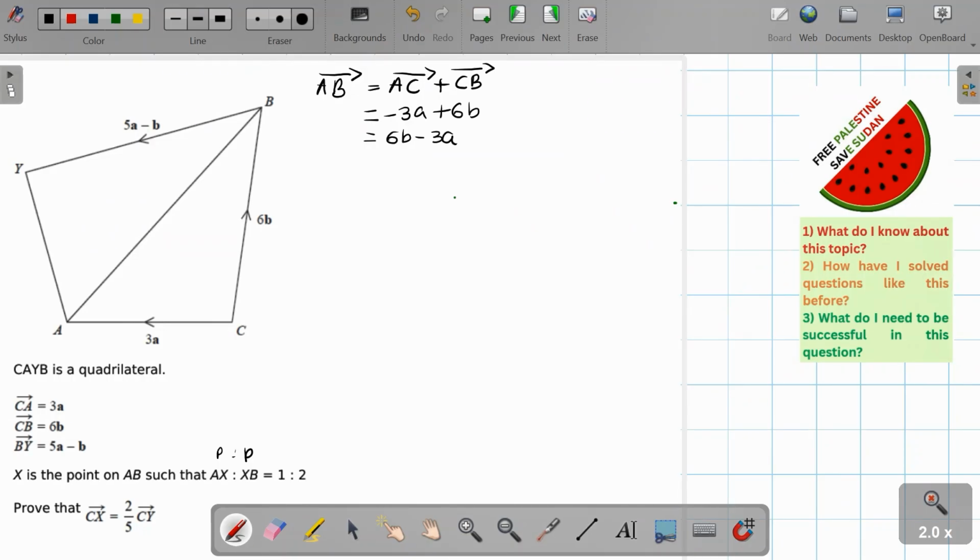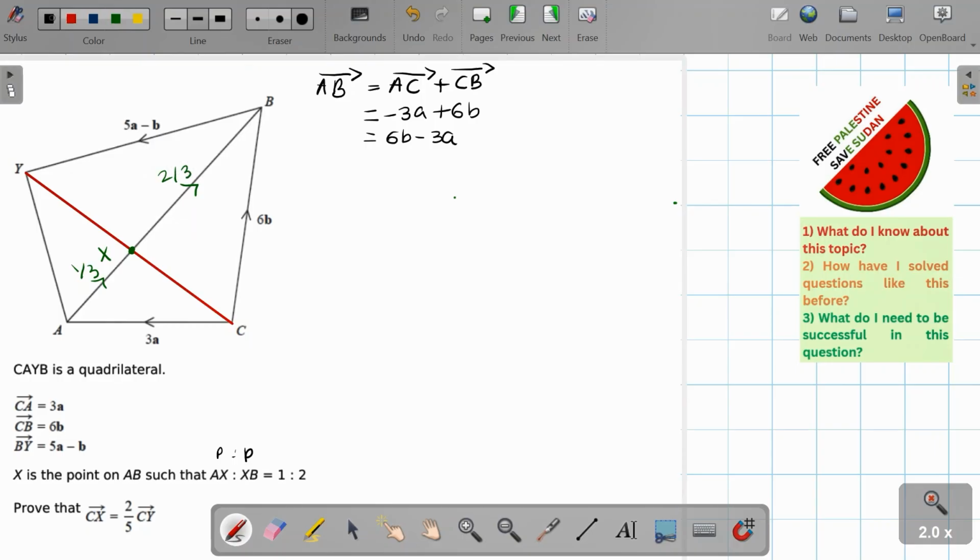I'm going to find out the vector AX. So X is 1/3 of the way. And I need to also connect CY. So first let me connect CY. And this point here is going to be X. And AX will be 1/3, and then XB will be 2/3.